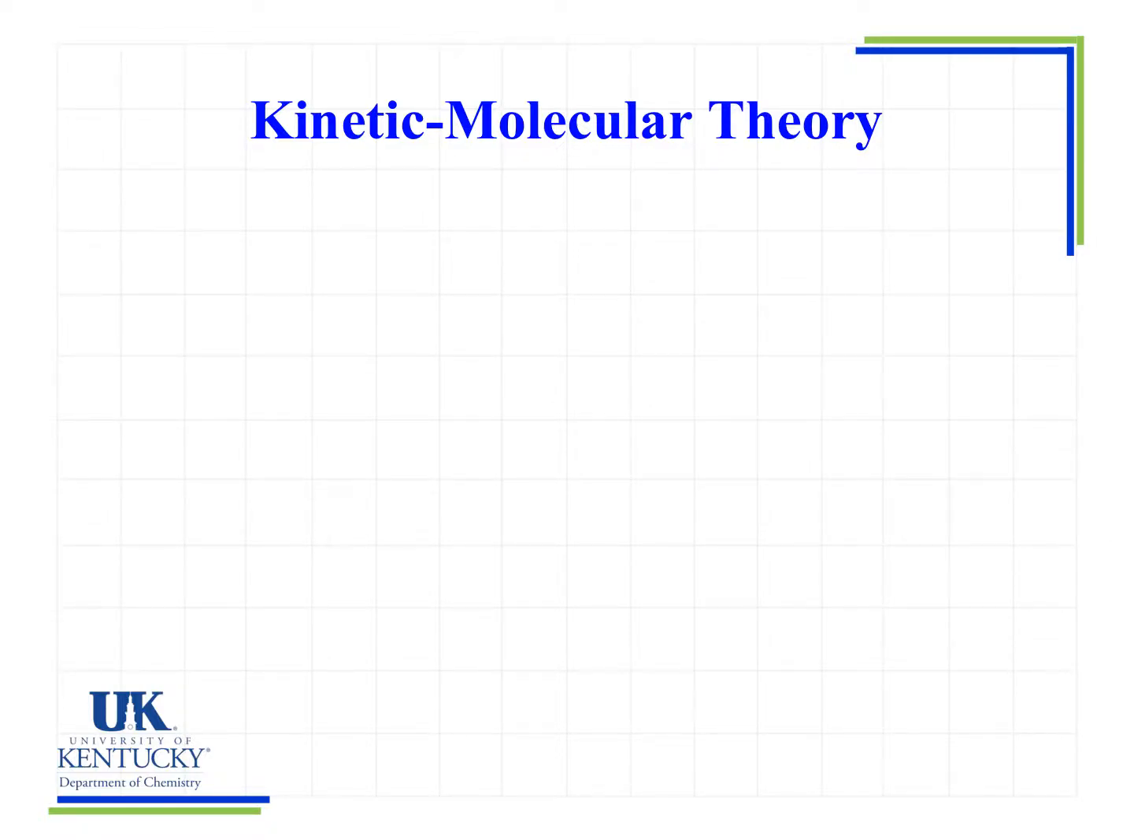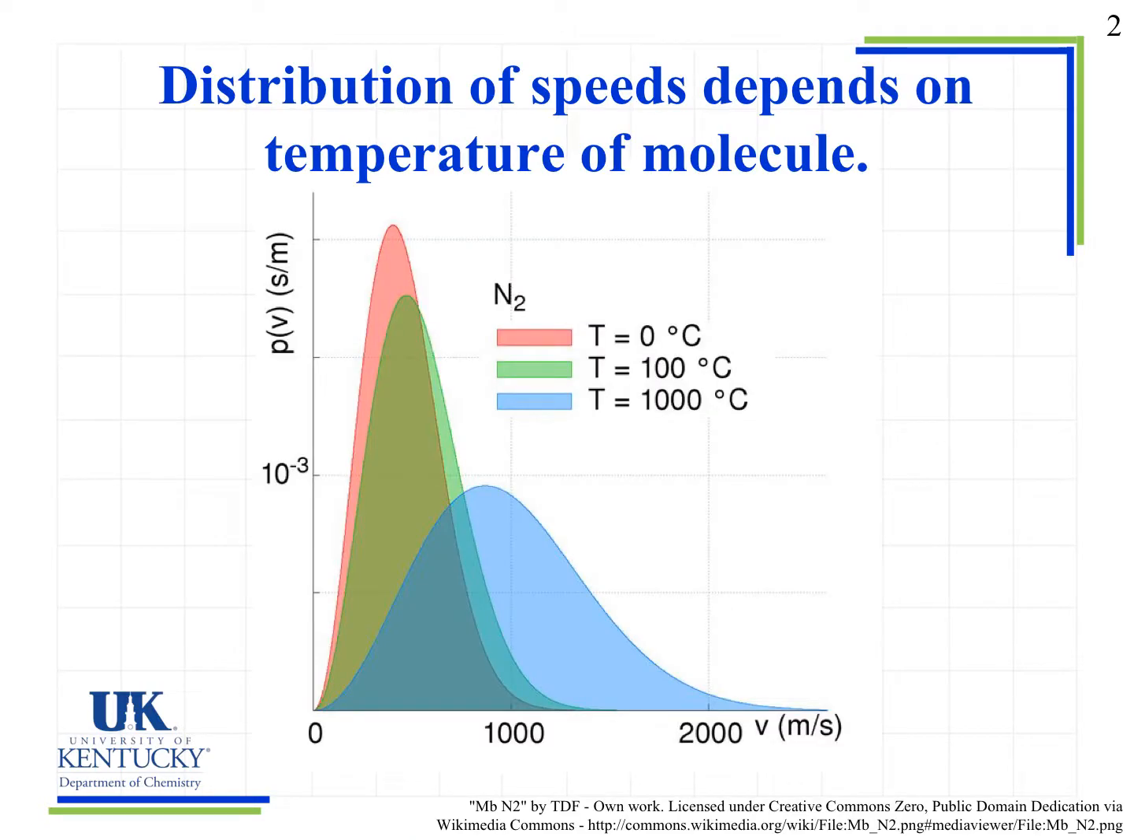In this video, I'm going to talk a little bit more about kinetic molecular theory, specifically how the average molecular speed varies with temperature and mass of the substance. Let's first look at the distribution of speeds as a function of the temperature of the molecule.